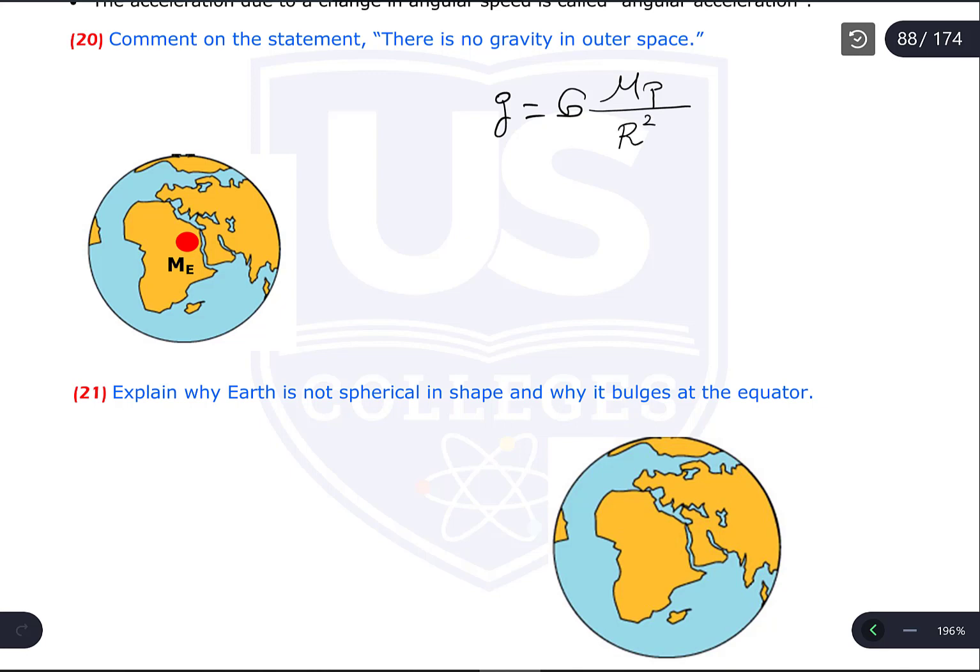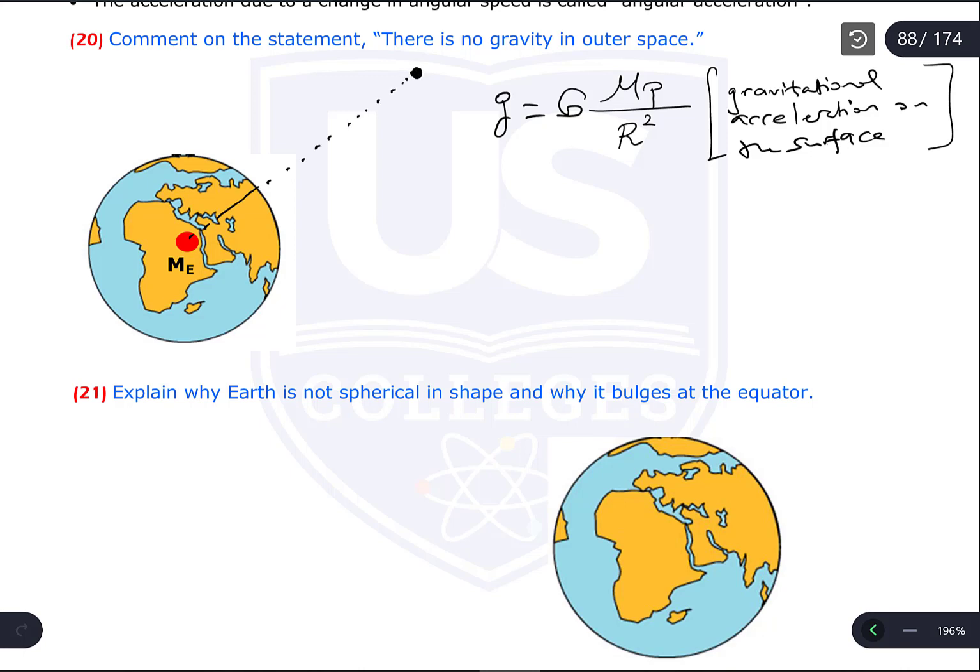But this equation calculates gravitational acceleration on the surface. But the question in here is not the surface, it is in the space. Yani if you move from the surface to the outer space, as you see, this is the radius of the planet. But when you go up to the outer space, the distance from the center of the planet increases.